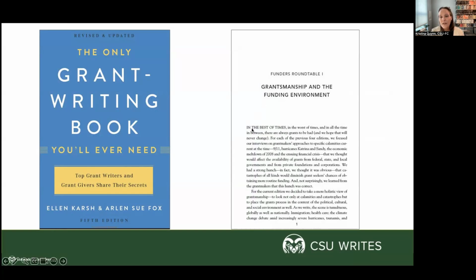And the opening paragraphs of this, in the Funders' Roundtable 1 on grantsmanship and the funding environment: it's in the best of times, right? In the worst of times, and in all the time in between, there are always grants to be had, which this may not be 2025-friendly. And we hope that will never change for each of the previous 4 editions. And so the reason they're talking about the best of times and the worst of times is because we know that grant writing is a fickle and tricky endeavor, but also that this is not the first edition of this book. This is the 5th edition of this book.